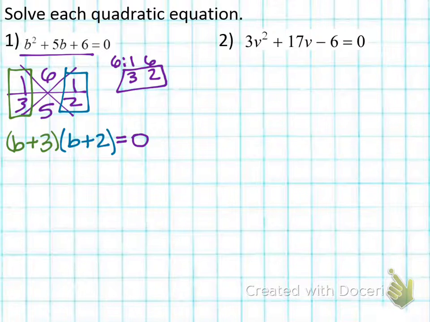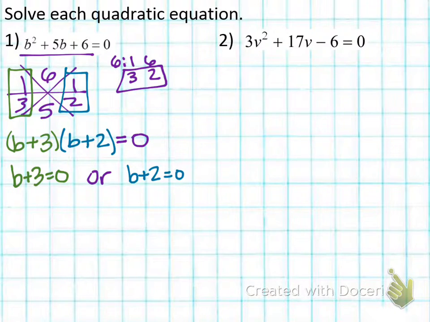Now since I have a product of two things that equals 0, a product equaling 0, I get to use the zero product property. So I can say, if this times this equals 0, then either b plus 3 equals 0 or b plus 2 equals 0.